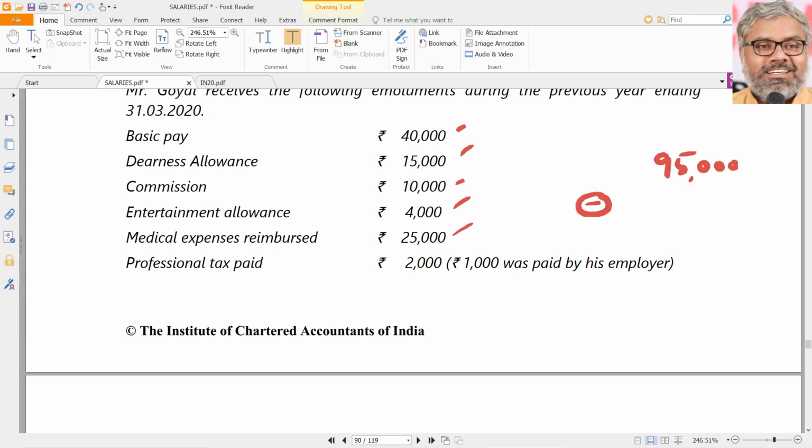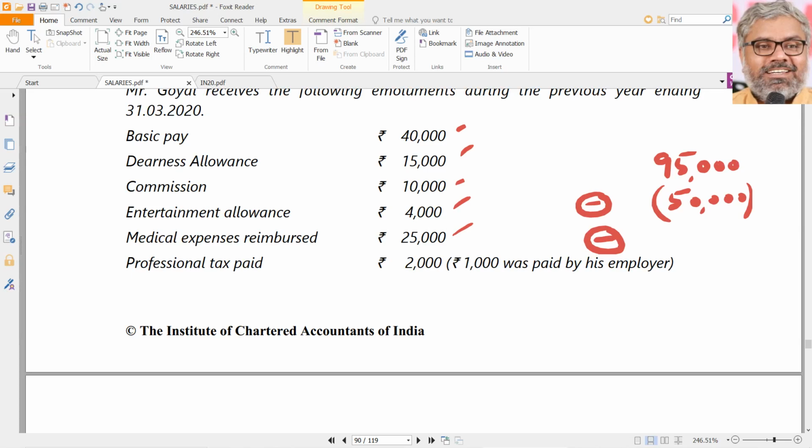Then the main point is standard deduction definitely of 50,000 has to be given under 16(1)(a). Then entertainment allowance deduction has to be given also because he is a government employee. State government employee is also government employee. Entertainment allowance, what was the provision for deduction under section 16(2)?